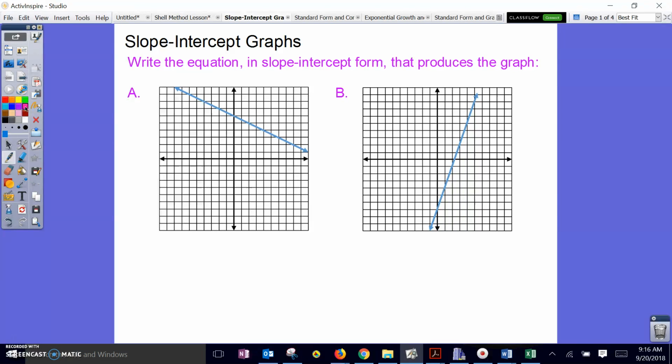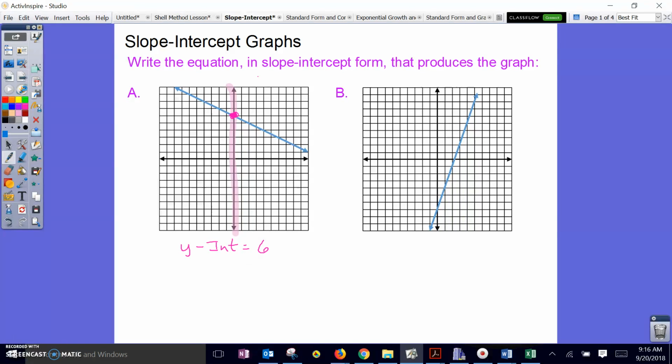The first thing we're going to do is identify the y-intercept. The y-intercept is where the graph crosses the y-axis. So we look at the y-axis, right, there's the y-axis, and we look for the value where the graph crosses the y-axis. And it looks like this one crosses at 6. So the y-intercept is 6.